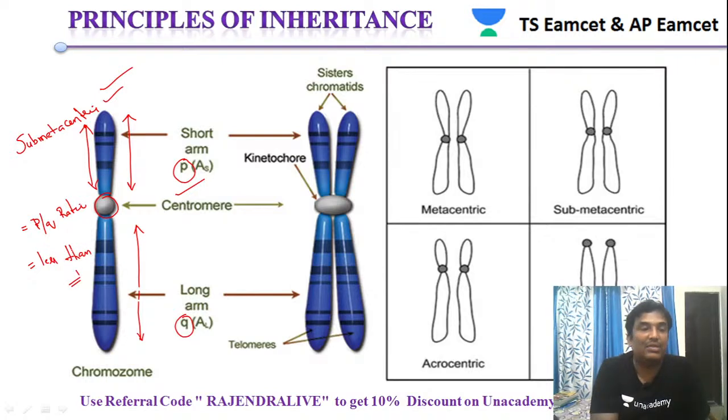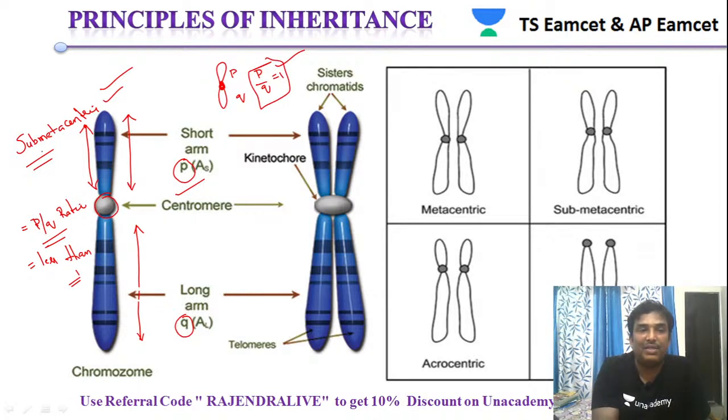So the value of P by Q ratio. If you take the P by Q value in a metacentric chromosome, the centromere will be exactly at the center. So this is P and this is Q, then P by Q is equal to 1. So certainly the P by Q value is equal to 1.